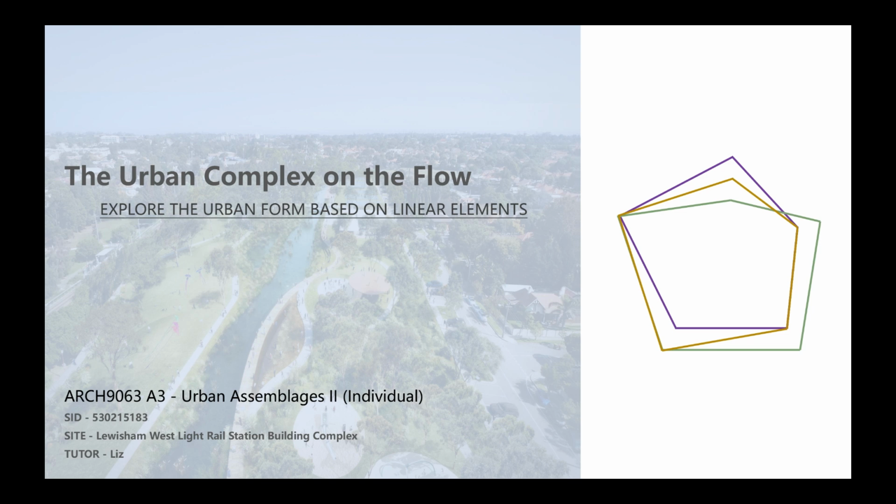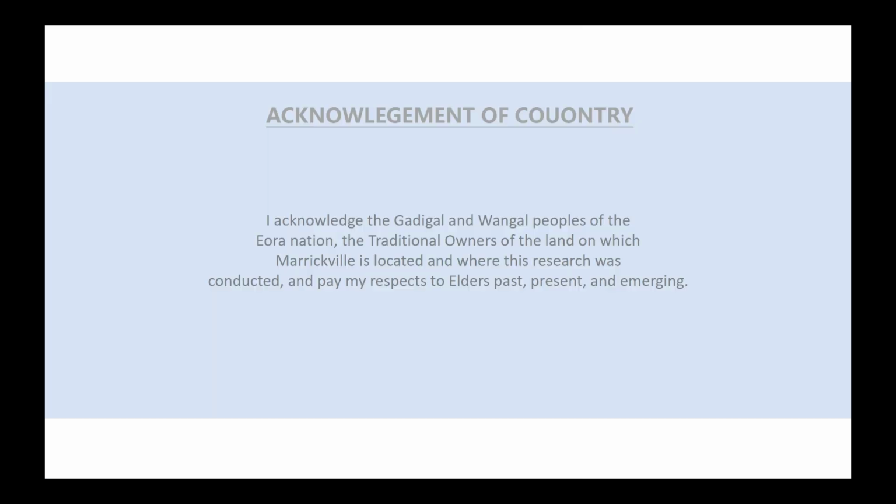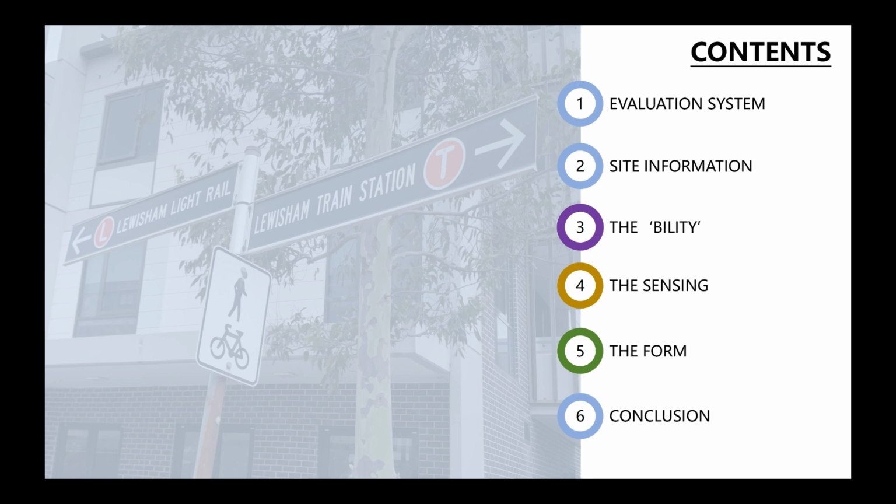This is the presentation of the Urban Form and Design Assignment 3. The name and the topic is the Urban Complex on the Flow, explore the urban form based on linear elements. This report is divided into 6 parts. The first chapter creates the evaluation system, while the second discusses the site selection. Then chapters 3 to 5 will provide a detailed investigation from 3 perspectives and describe the findings. And the final chapter will be the conclusion.